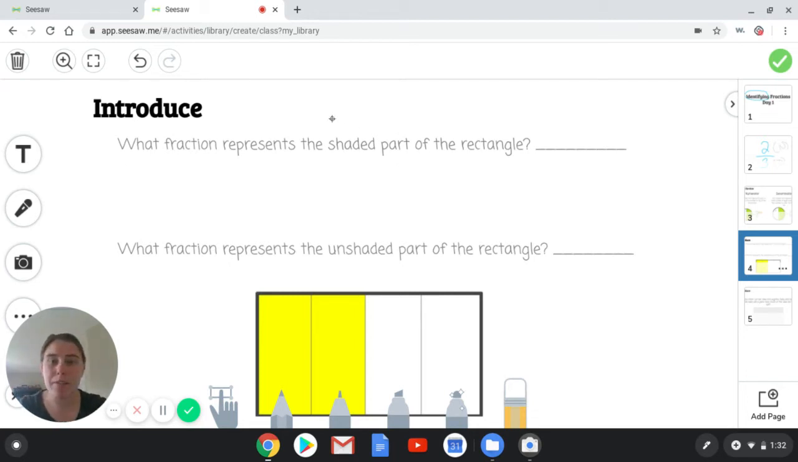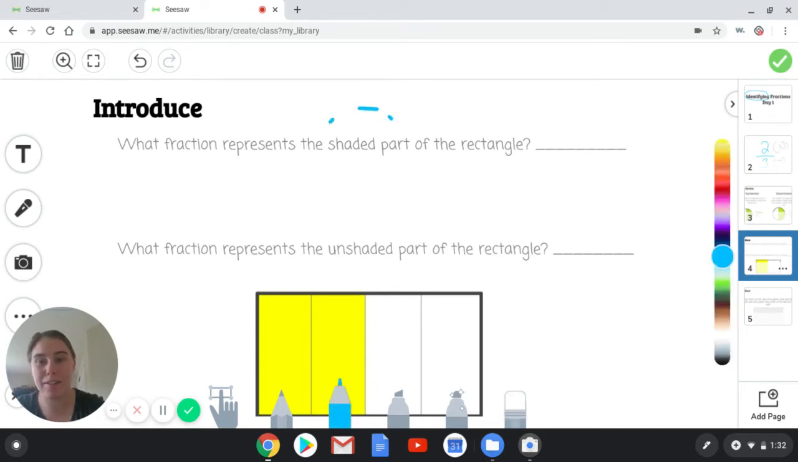When I'm talking about the shaded, I'm talking about these pieces in yellow for now. Shaded just means it's filled in some way. So I want to know what fraction that part of the rectangle is. To do that, I need to determine the numerator and the denominator.